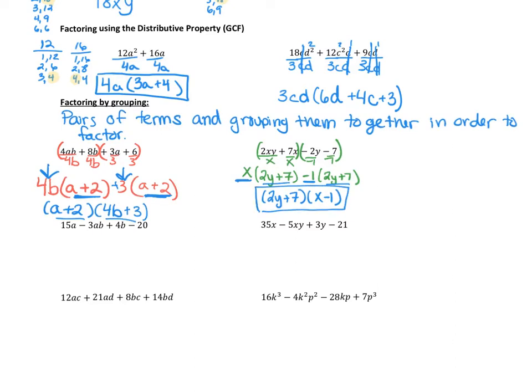Let's do one more just to make sure we're on the right track. So I'm going to skip down to this second to last problem right here. First I'm going to start by grouping, and then I'm going to take the GCF out of the first pair. So if I have 12 and 21, my numerical GCF is a 3. And I notice they both have an a in common, so 3a is going to be my GCF. When I divide by 3a, my remainder is going to be 4c plus 7d.